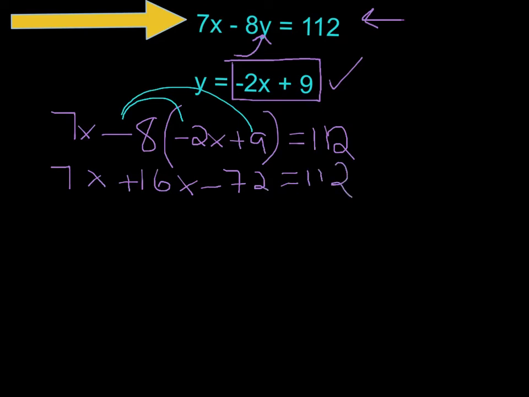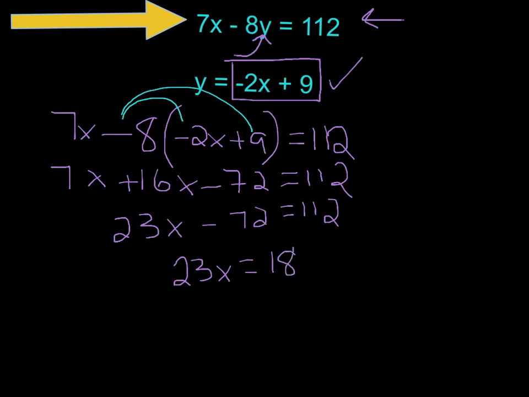And now combine like terms. So 7x plus 16x is 23x minus 72 equals 112. Add 72 to both sides. So 23x equals 184. And then divide both sides by 23. And you get that x equals 8.